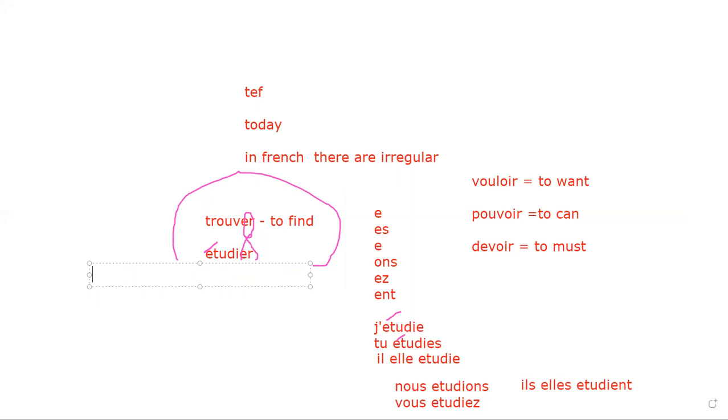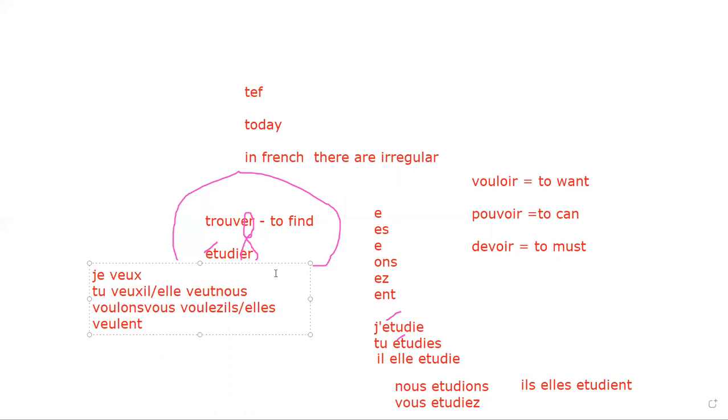Now, for example, we have the verbs vouloir, pouvoir, and devoir. Listen to me. These are the verbs whose endings we have to learn by heart. 96% of verbs have a formula like étudier, trouver. But there are some verbs with a different set of endings, only 3 to 4% of verbs. So repeat after me, team.